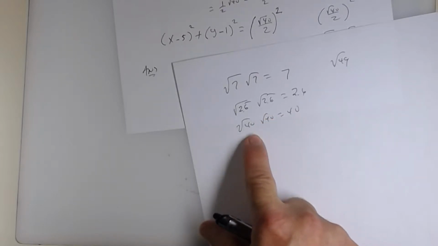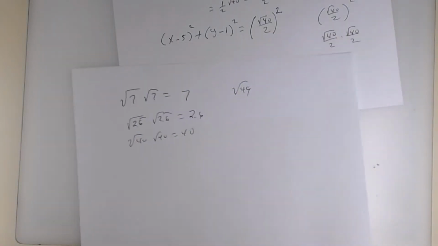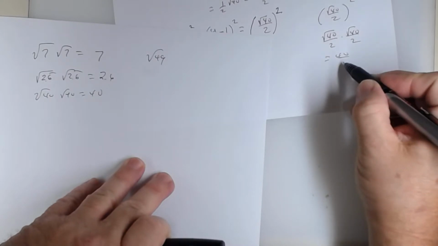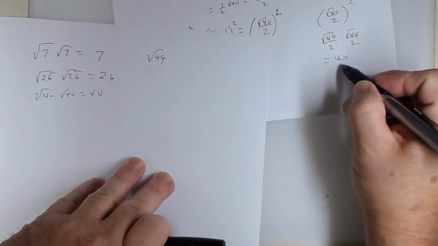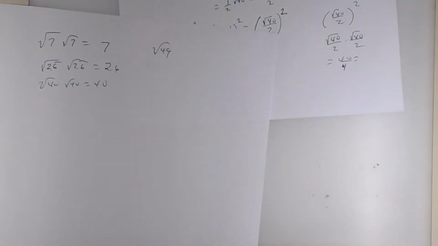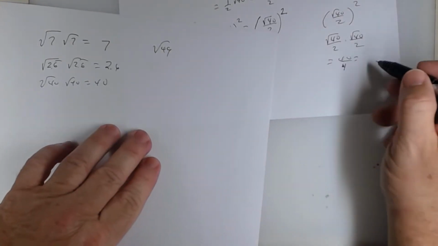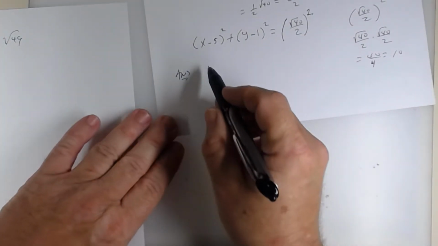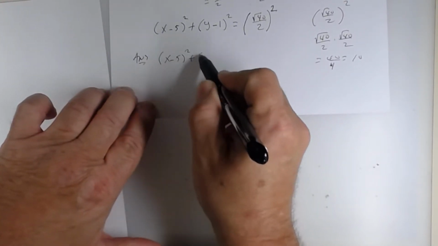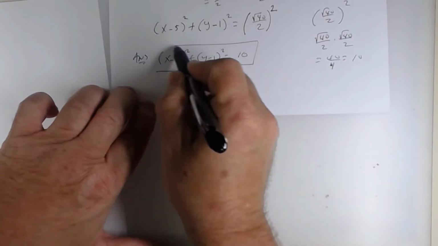The square root of 40 times the square root of 40 gives you 40. So that's just 40 right here in the numerator. What was the denominator? 4. Y'all would have been so crying because you wanted that extra point. What is 40 divided by 4? 10. So what's the answer going to be? It'll be x minus 5 squared plus y minus 1 squared equals 10. That's the answer.